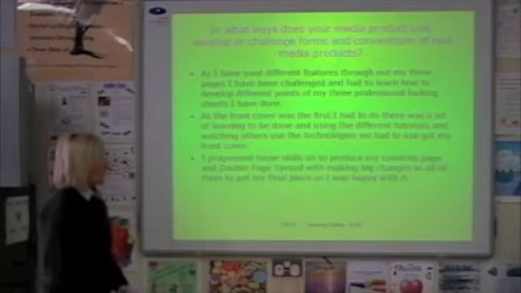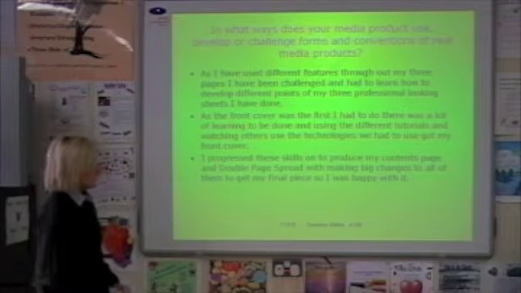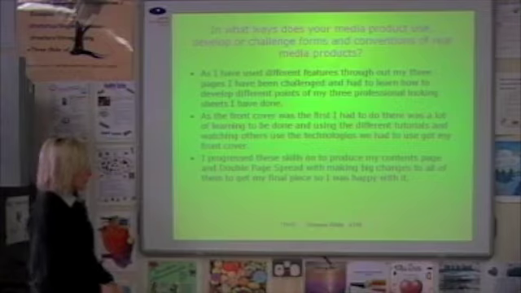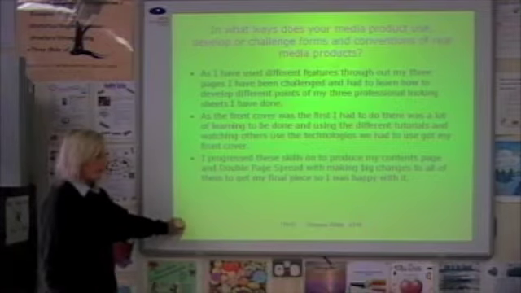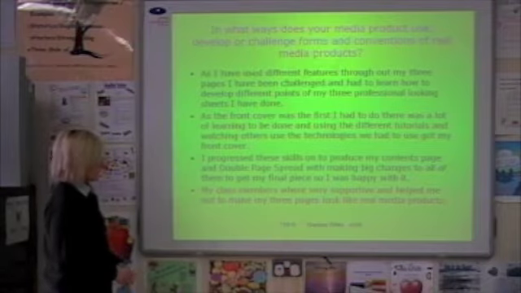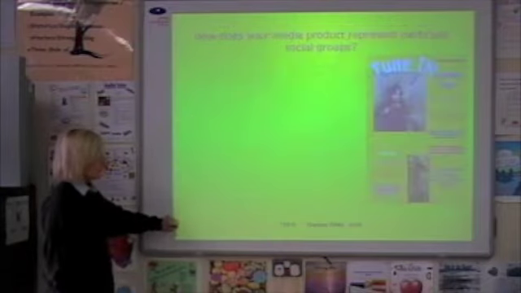I progressed these skills on to produce my contents page and double page spread, making big changes to all of them to get a final piece I was happy with. The class members were very supportive and helped me out to make my 3 pages look like real media products.